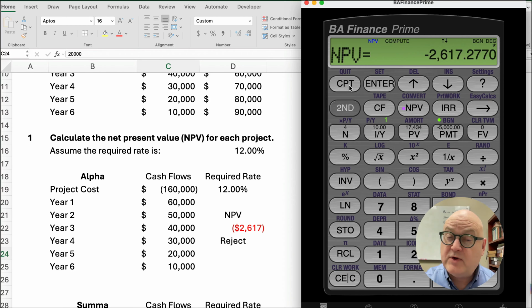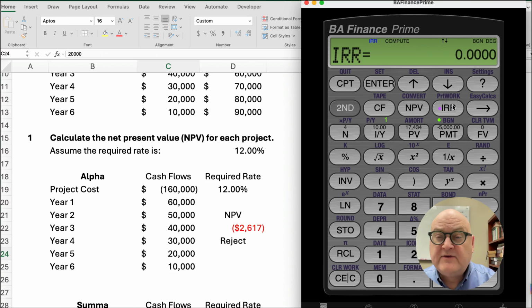So do we have a required return of 12%? No, we have a little bit less than 12%. NPV is negative, so therefore we'll reject. Now, how do we calculate the internal rate of return? We know it's going to be a little bit less than 12%. So we go to the IRR, the next button over to the right, and compute.